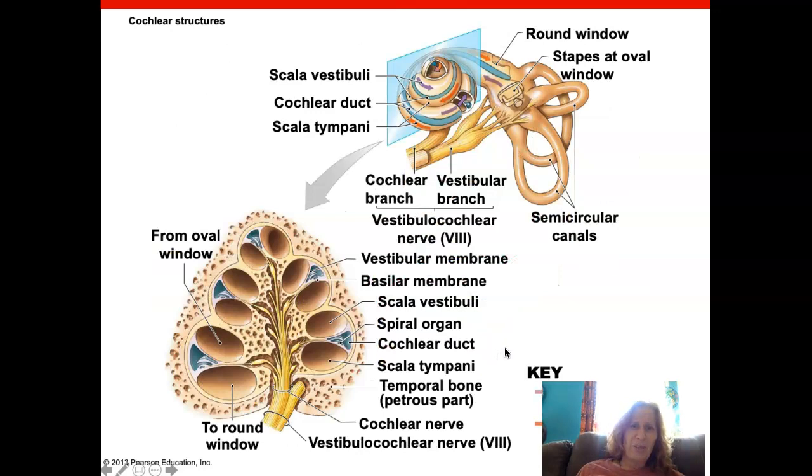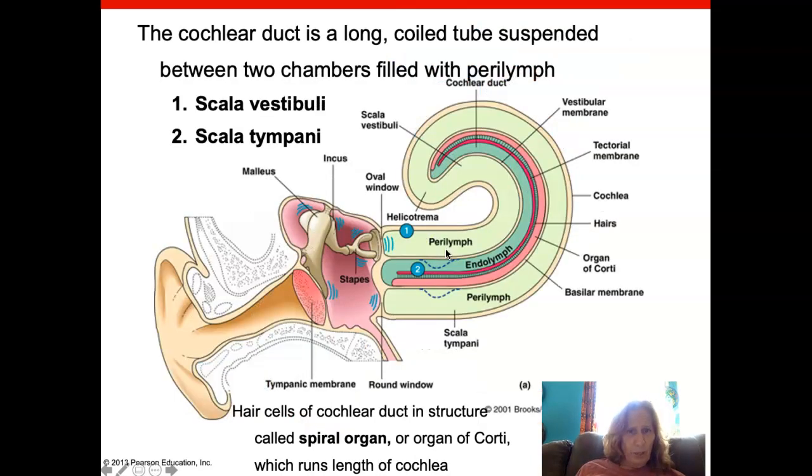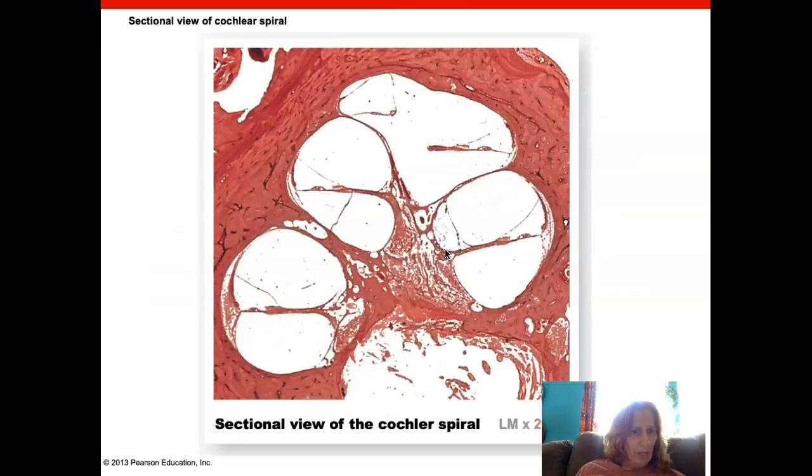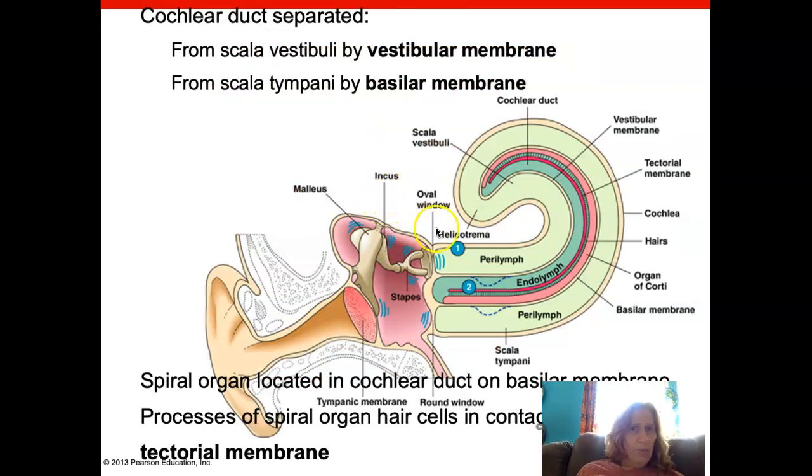This is a picture from our textbook. I think it's a little bit confusing. If you get it, fine. It does show a good view of the cochlear nerve, but I believe this previous picture is a little bit better in terms of understanding hearing. And here is a sectional view of the cochlear spiral, an actual photograph. So let's get back to our original picture.